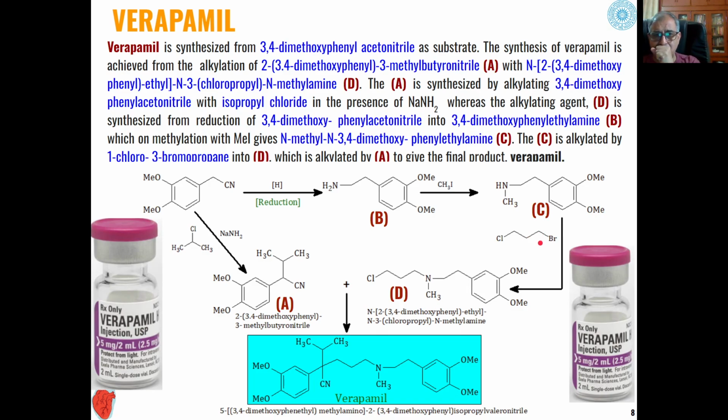1-chloro-3-bromopropane, and this 1-chloro-3-bromopropane, when reacted with this secondary amine, as you know, out of these two halogens, this bromo is a better leaving group. So that means nitrogen will attack this carbon to eliminate the bromo group, and alkylation will lead to the formation of this type of tertiary amine having a chloride group at the terminal carbon.